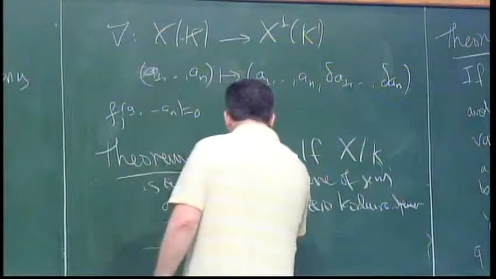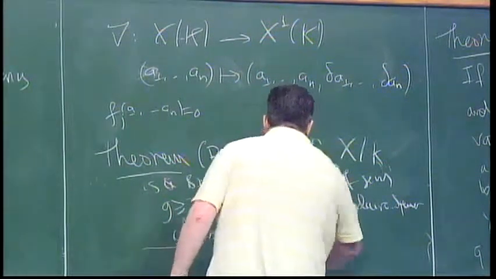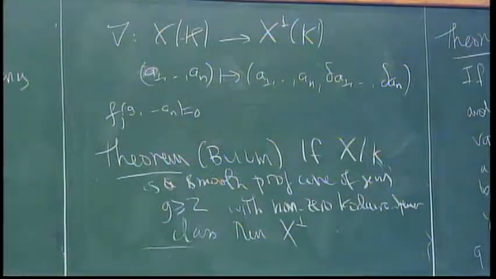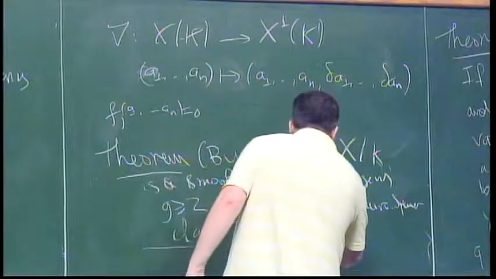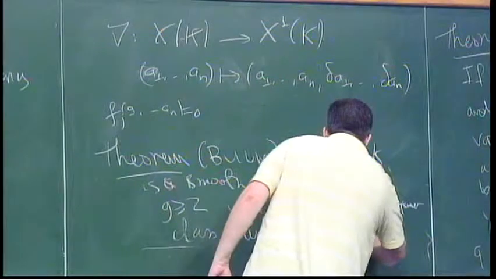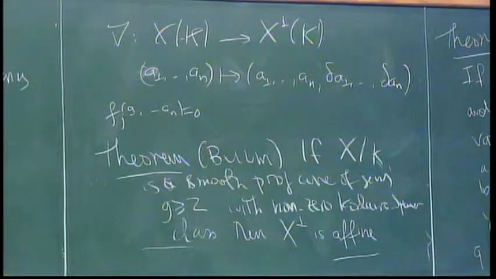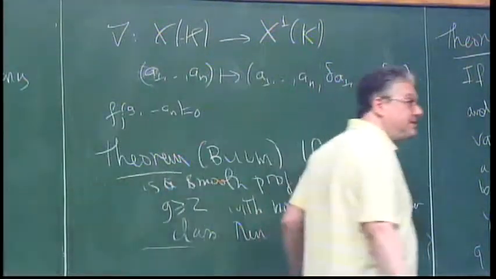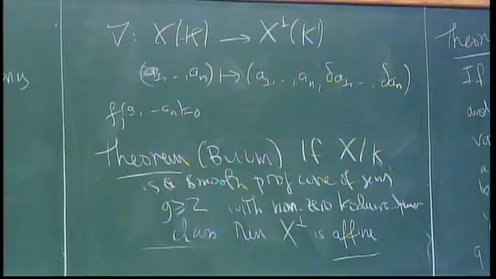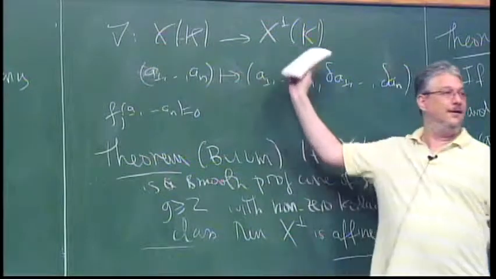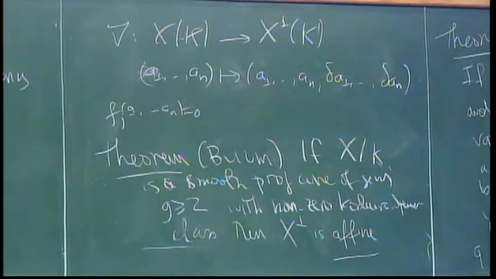Okay, then X1, this variety that I construct here, is affine. So you start with a projective curve, and you can manufacture an affine surface related to this curve, together with this map that moves points here to points there. So you can apply this, and you get a description.